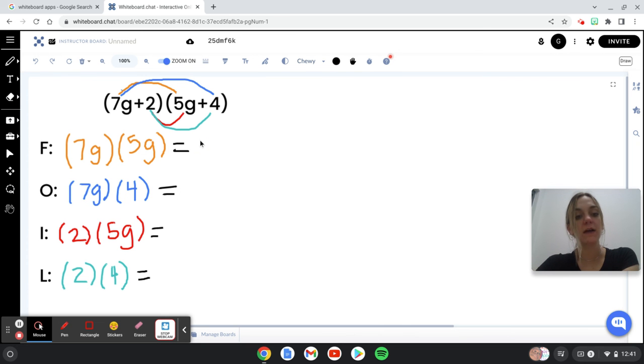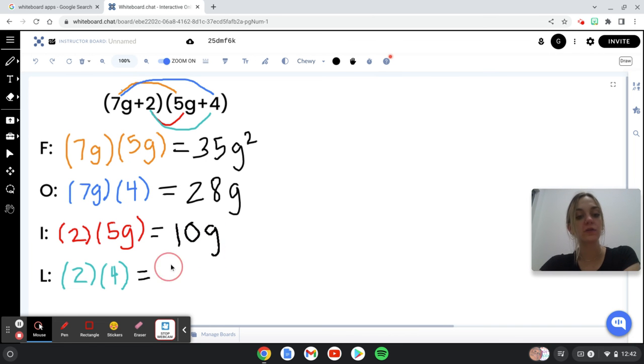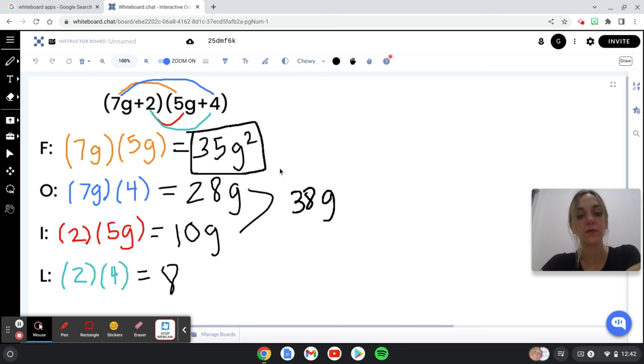So 7 times 5 gives me 35. And then g times g is going to give me a g squared. 7 times 4 is 28. And then we're going to bring that g with us. So 7g times 4 is 28g. 2 times 5g gives me a 10g. And then 2 times 4 gives me 8. Now, again, we're going to have to put these two together, combine like terms, getting 38g. And then we do that, we've got our 3 parts of FOILing.